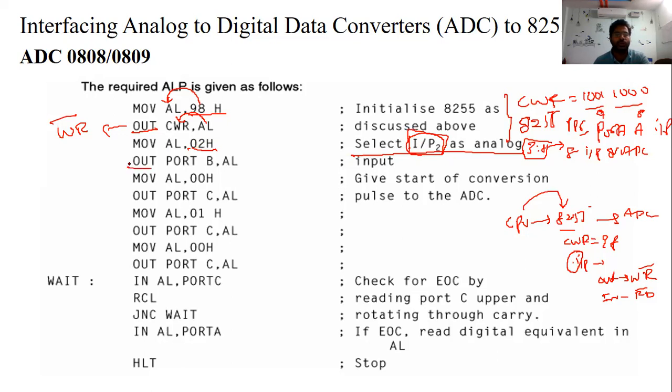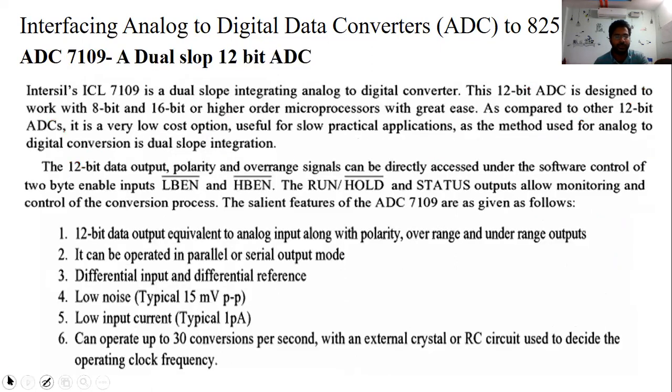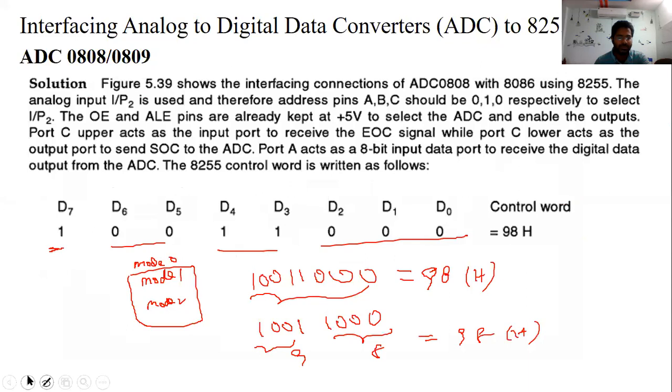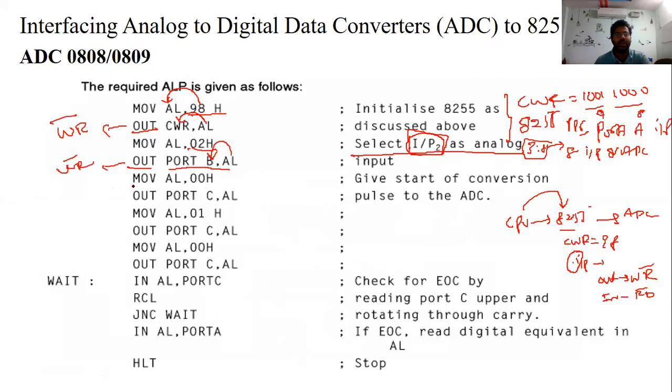So again, output port: we can write AL to port B, AL to port B. Because now see these ports: port B will work as the analog voltage selector. Port B is controlling this. So that's why you can write it and convert it. Then move AL, 00H, which is nothing but the startup conversion.